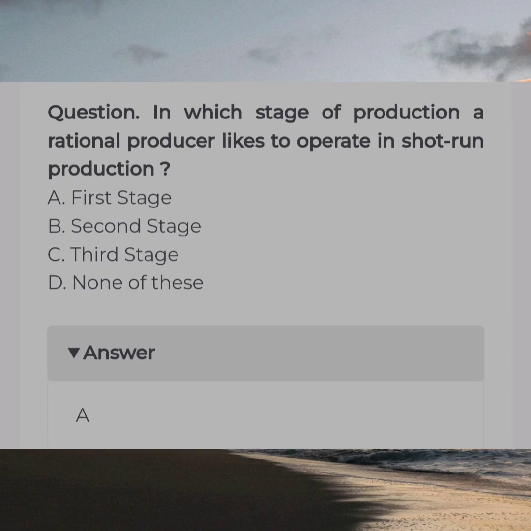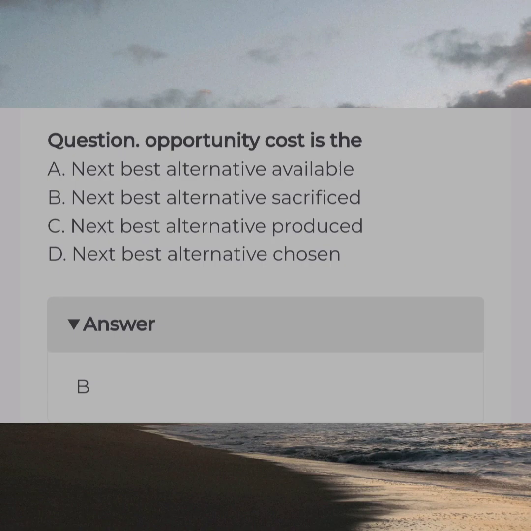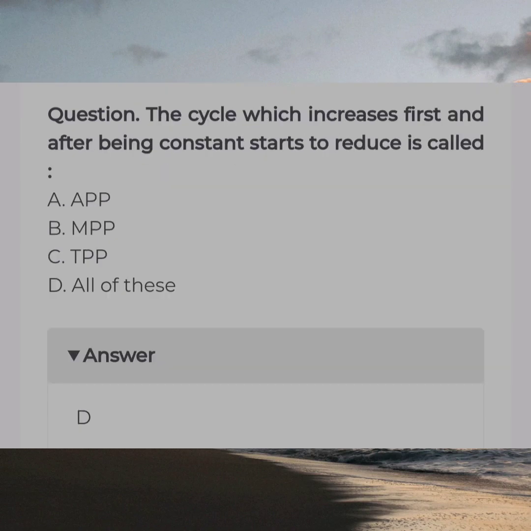In which stage of production a rational producer like to operate in short-run production? Answer A, first stage. The producer's demand for a factor of production is governed by the dash of the factor. Answer B, marginal productivity. Opportunity cost is the answer B, next best alternative sacrificed. The cycle which increases first and after being constant starts to reduce is called answer D, all of these.